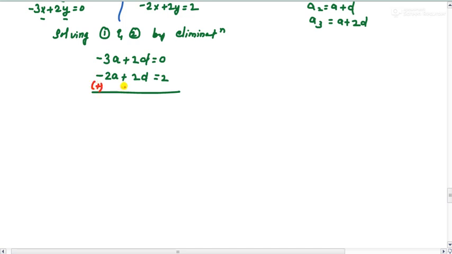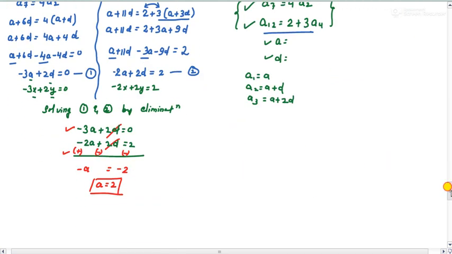So this is plus, this is minus, again this is minus. We are going to do subtraction here. So minus 3a plus 2a is how much? It is minus a, correct? And 2d minus 2d gets cancelled here. Again you will get here minus 2. So both the minuses get cancelled, you will get the value of a as 2. Any doubt in this step?